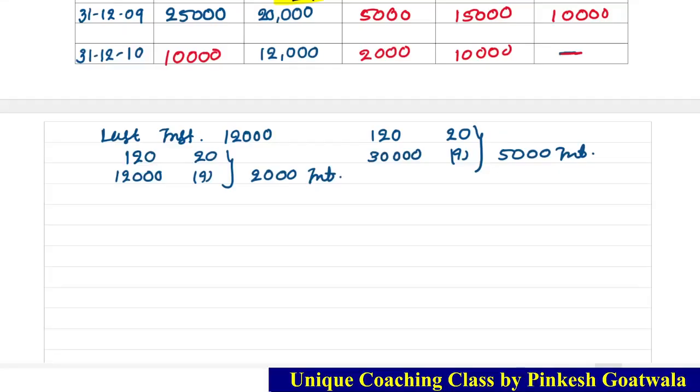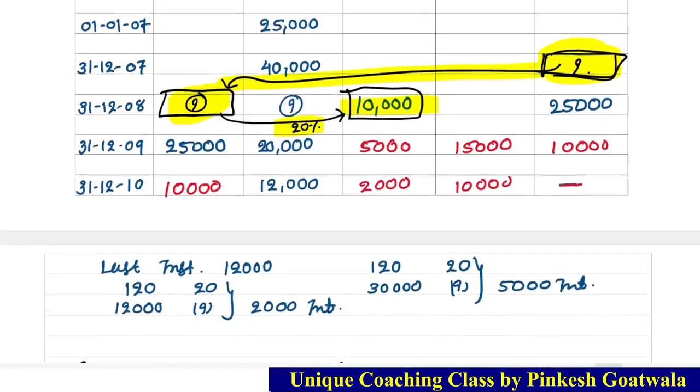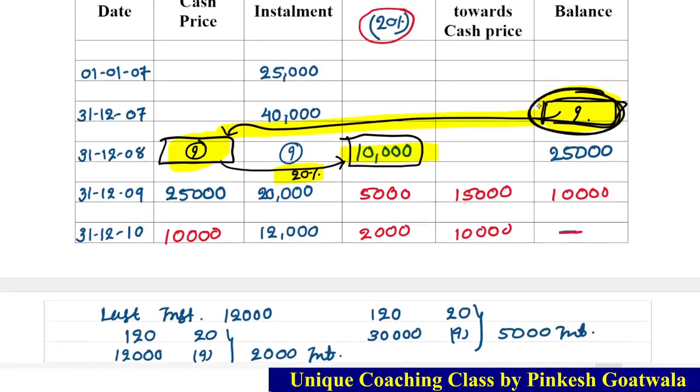So here we have to suppose previous year balance. Here previous year means 31st December 2007, okay? આપણે કોને suppose કરીશું? This balance, okay? Because આ જે balance છે અહીંયા transfer થશે અને એના જ 20% interest અહીંયા આવશે, okay? Whatever balance here will be transferred here and એના 20% કરીશું, so you will get this 10,000.